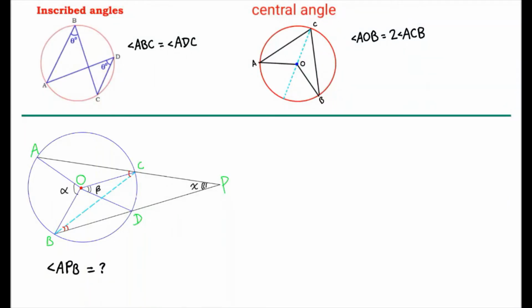Today I'm going to be introducing to you inscribed angles and central angles. An inscribed angle is an angle formed by a point across the circle and 2 points on the circle. In this circle over here, the two inscribed angles are angles ABC and ADC.